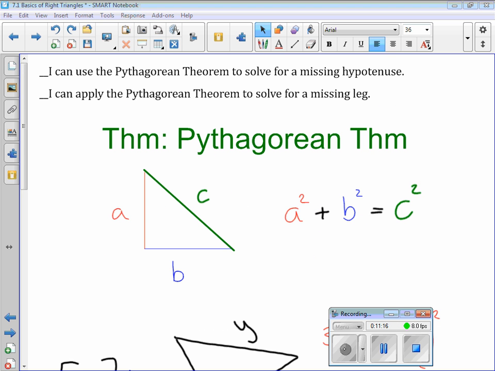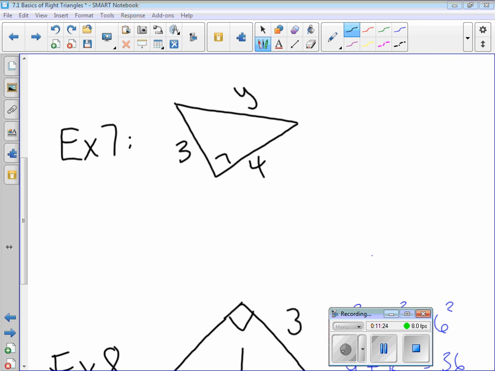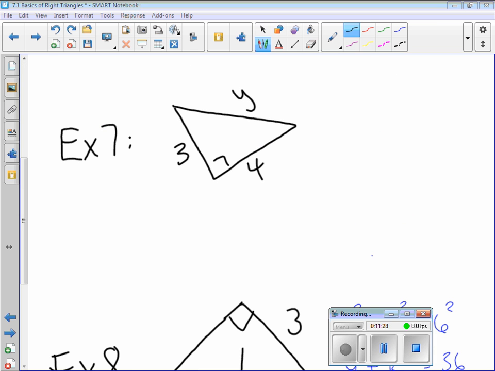Okay, so Pythagorean theorem, basically a squared plus b squared equals c squared, with c being the hypotenuse, okay? All right, so here's a right triangle. So I want you to go ahead and put this together and see if you can come up with that missing hypotenuse. It's one of our I can statements. Put me on pause, come back and check your work.